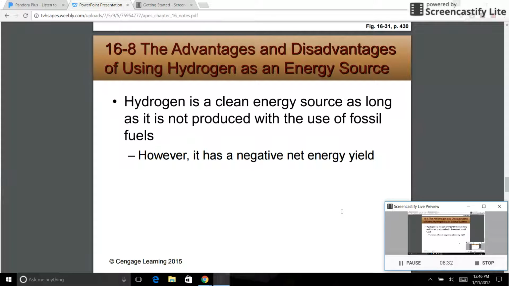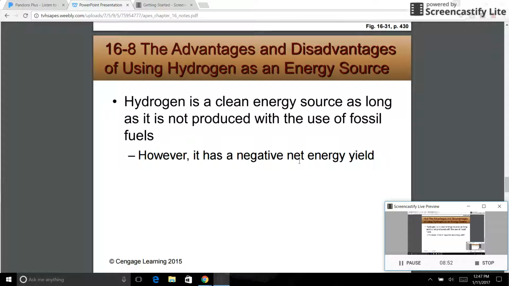All right, hydrogen. So I believe this is our last fuel, but hydrogen is a clean energy source as long as it's not produced with the use of fossil fuels. However, currently it has a negative net energy yield, meaning that we have to put more energy into producing hydrogen than we're actually getting out of it at this point.